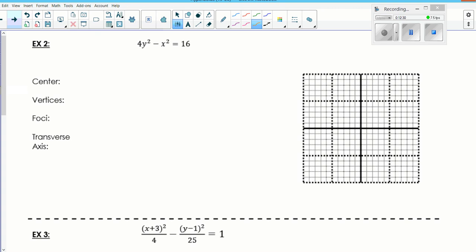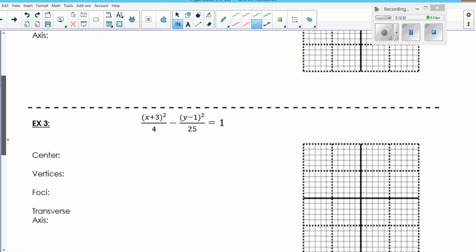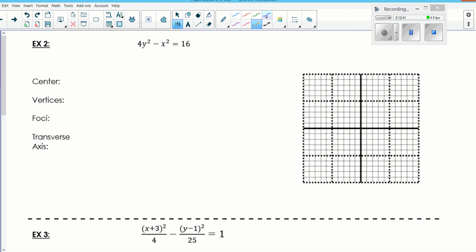Alright, now, what you want a hyperbola to look like is just like this, which is what an ellipse looks like, except that's a minus sign. So in example 2, we're going to make it look like that. Notice in that problem that it was set equal to 1. We must be set equal to 1, just like an ellipse.